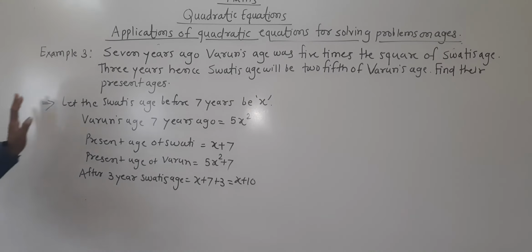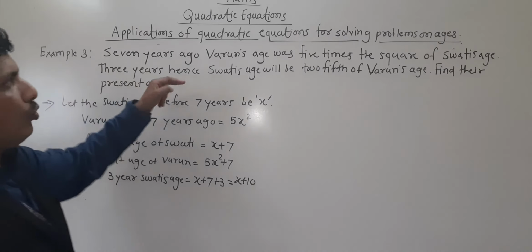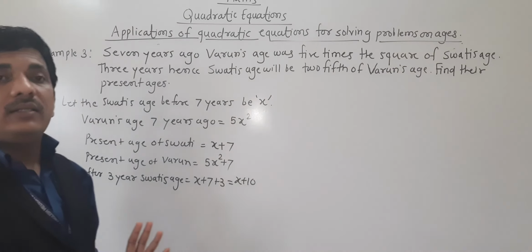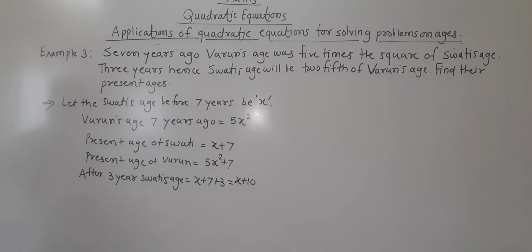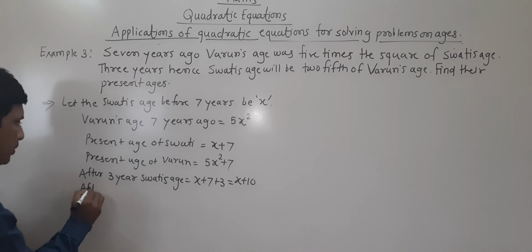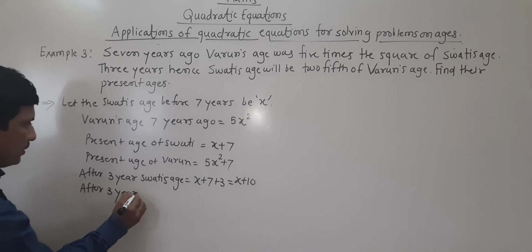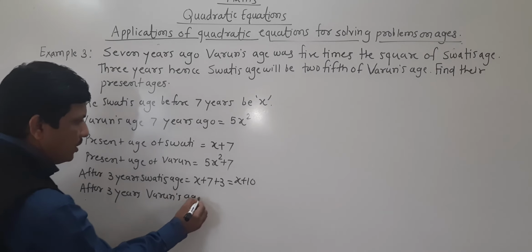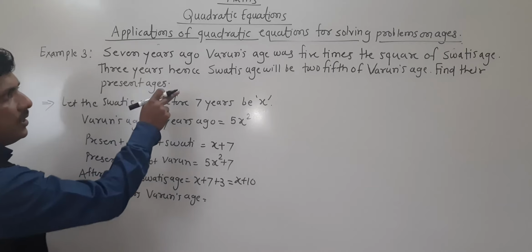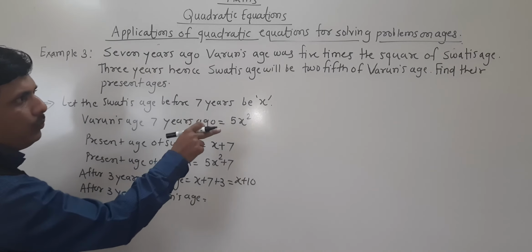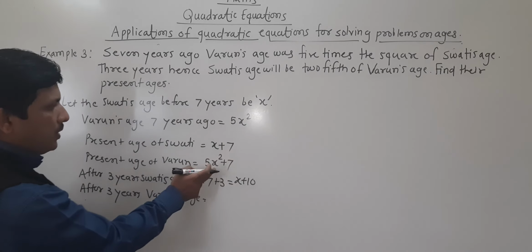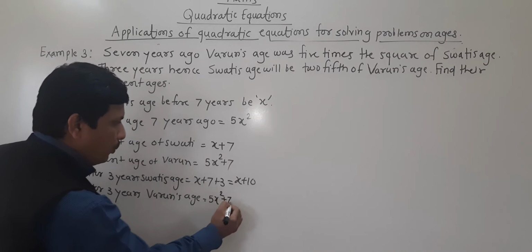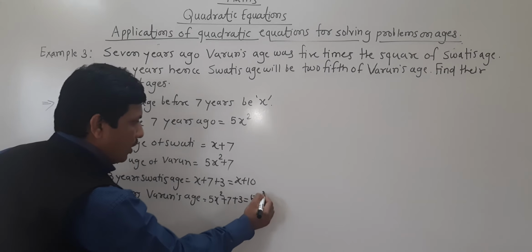At the same time, after 3 years hence, Swati's age will be 2/5 of Varun's age. So we need to add 3 in Varun's age also. So after 3 years, Varun's age is equal to what they have told us. 3 years hence, Swati's age will be 2/5 of Varun's age. So Varun's present age is 5x square plus 7. So 5x square plus 7 plus 3. So 5x square plus 10.